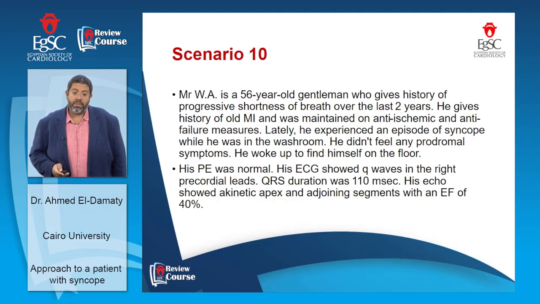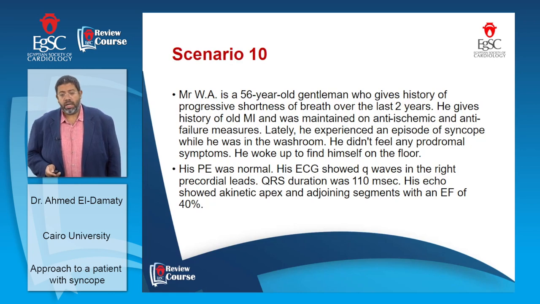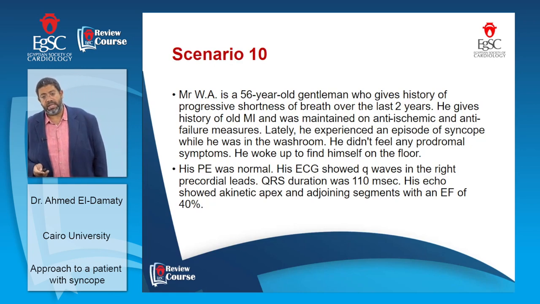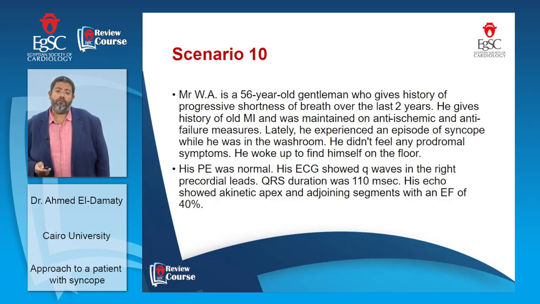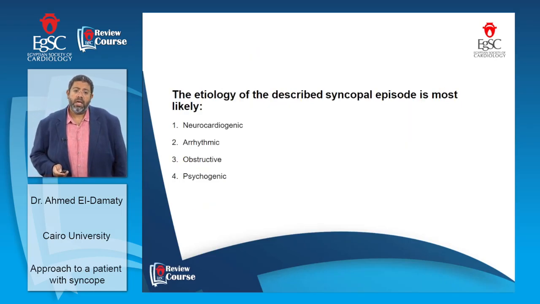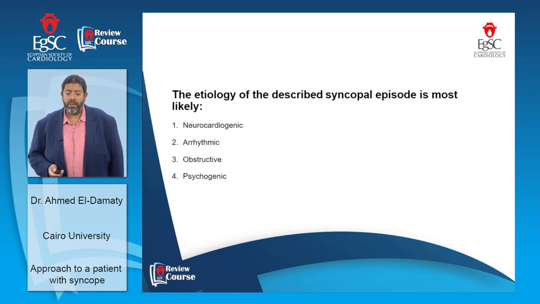His physical examination was normal. His electrocardiogram showed Q waves in the right precordial leads. QRS duration was about 110 milliseconds. His echocardiogram showed akinetic apex and adjoining segments with an ejection fraction of 40%. And the question is, what do you think the most likely etiology of this syncopal episode?